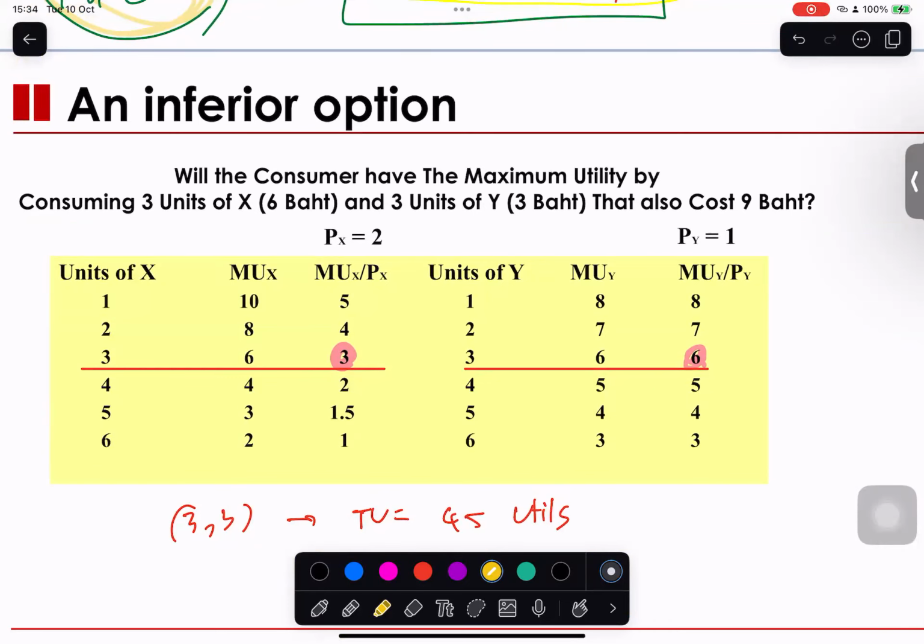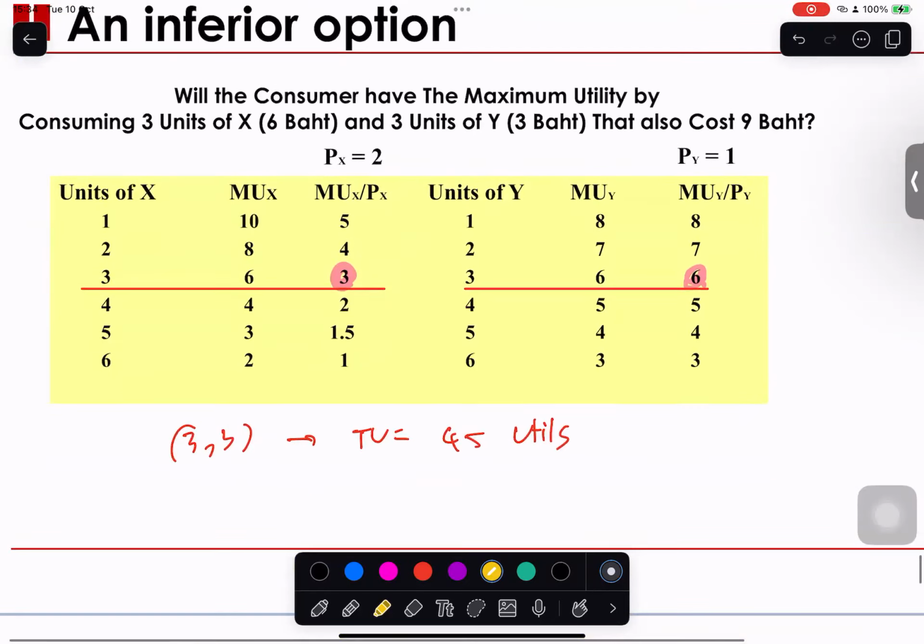Okay, let's look at this inferior choice, the stupid choice. If this guy made this stupid choice, let's take a look. He spent his 9 baht in this way, buy 3x. Circled. How much utility did he receive from good X then? 10 plus 8 plus 6, 24, yeah.